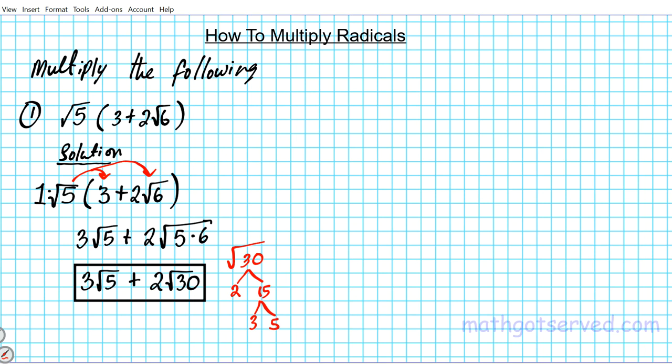Okay, let's take a look at another example, question number 2. Let's say you were to multiply root 5 by root 10 plus root 2. Okay, let's do this one. So how do we do this?